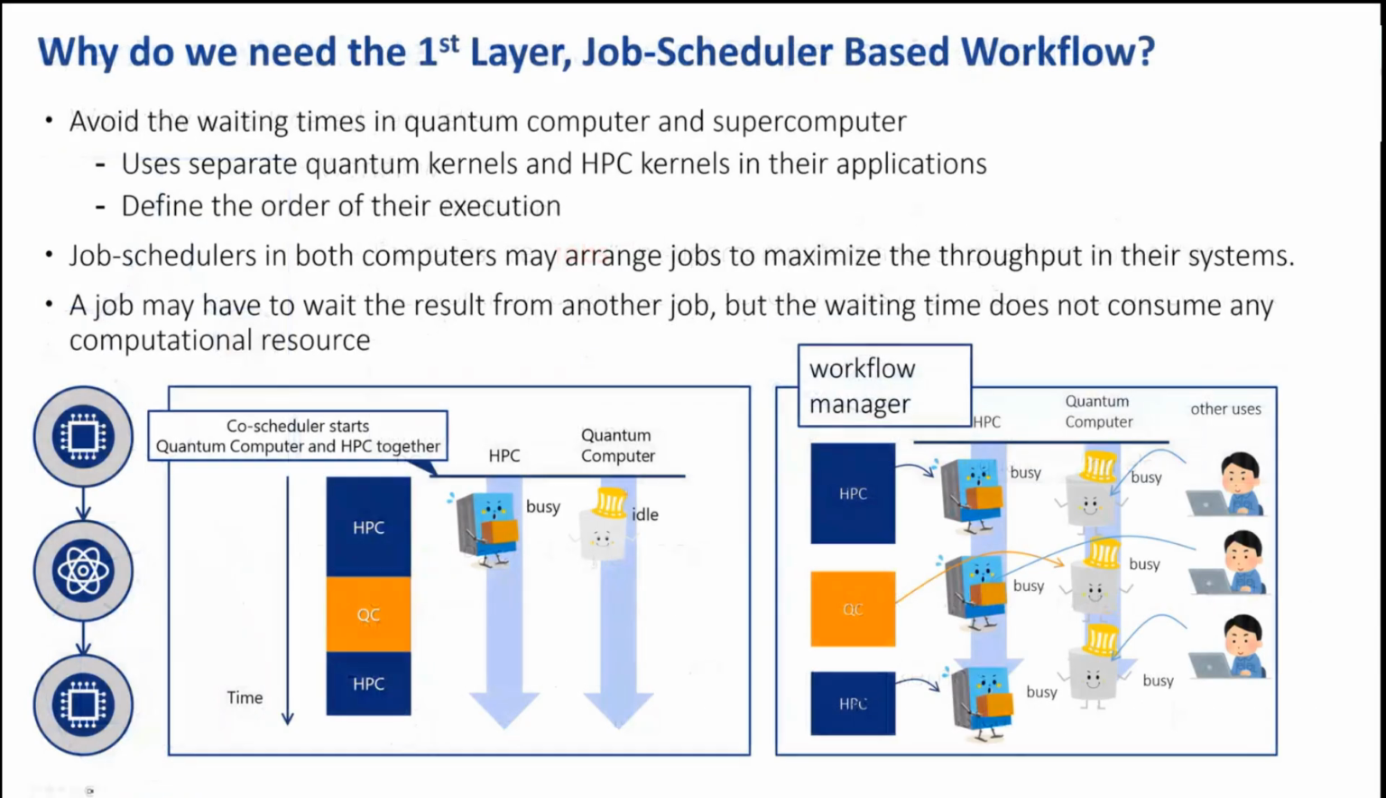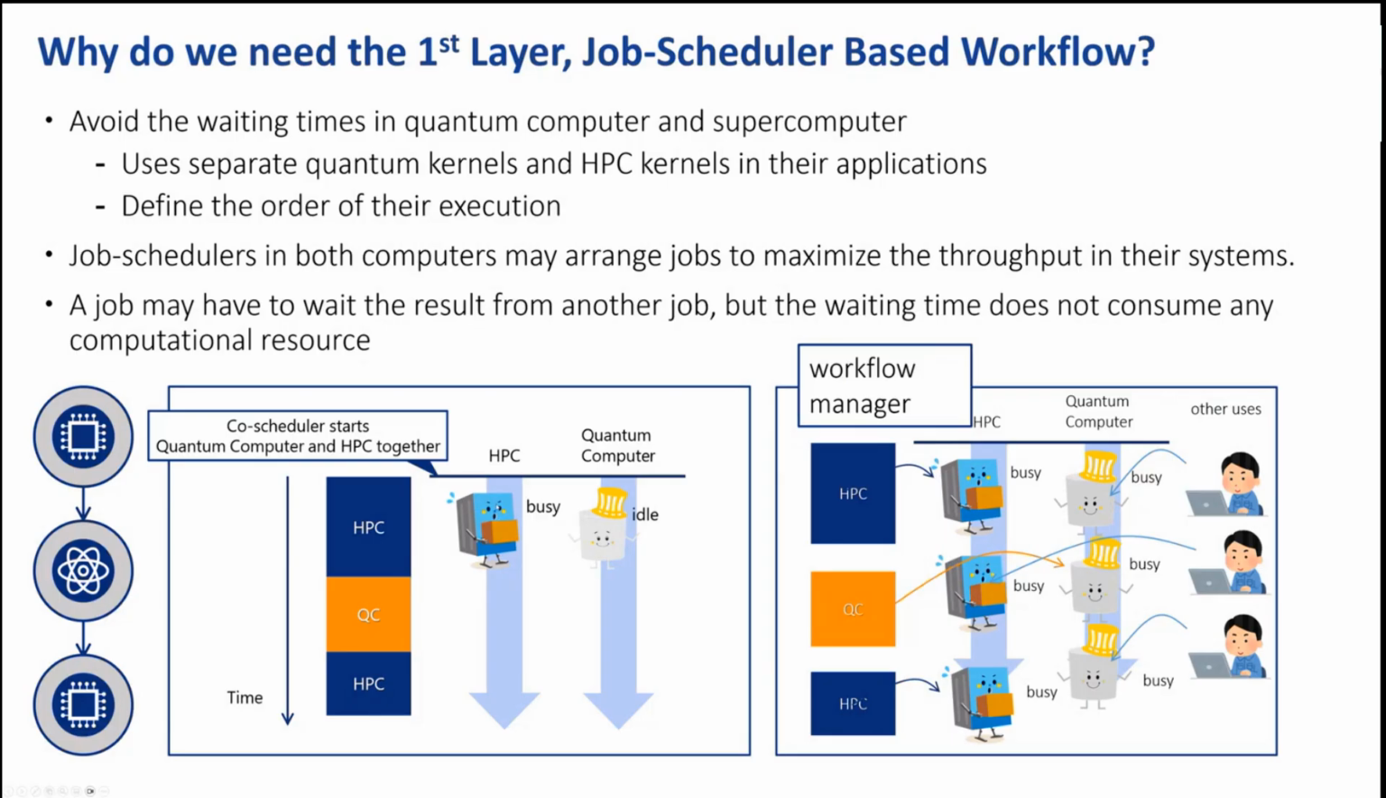The motivation of the first programming model is obvious: we try to avoid the waiting time on the quantum computer and supercomputer. So users may separate quantum kernels and HPC kernels in their applications and define the order of their executions. Then the job schedulers on both computers may arrange jobs to maximize the throughput of the system. Of course, you have to await the result of the previous task, but this waiting time may not consume any computational resources.